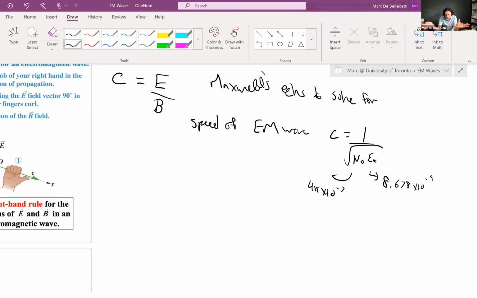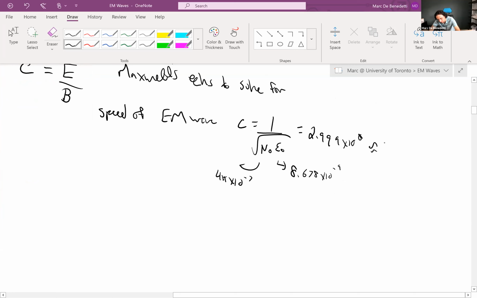Anyway, whatever those two happen to be, you could look them up as constants. If you plug them in, multiply them together, take the square root, and then take the reciprocal, they will end up being 2.999 times 10 to the 8, which is effectively 3 times 10 to the 8, what we call the speed of light in a vacuum. And this equation actually explains why the speed of light in different materials is different.